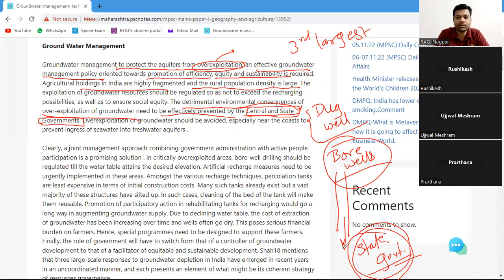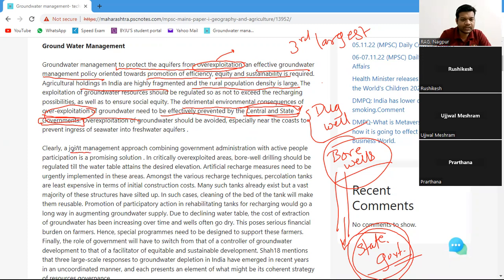Effective prevention of this over exploitation of groundwater, and proper management of the groundwater. But only the government cannot be held responsible for this groundwater management. As a community, as a society, we need to go for several inputs from our side, so that this groundwater management shall be a successful thing.